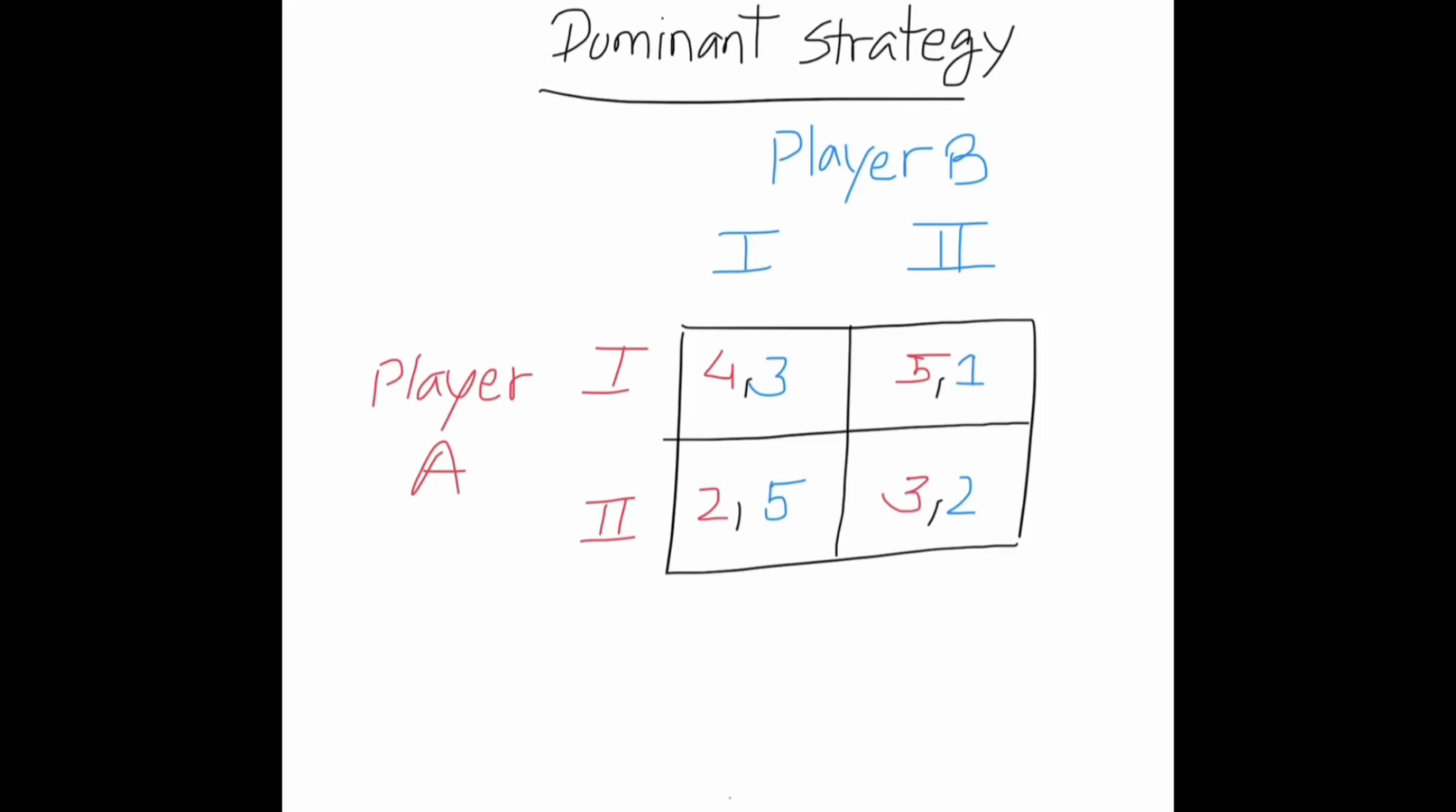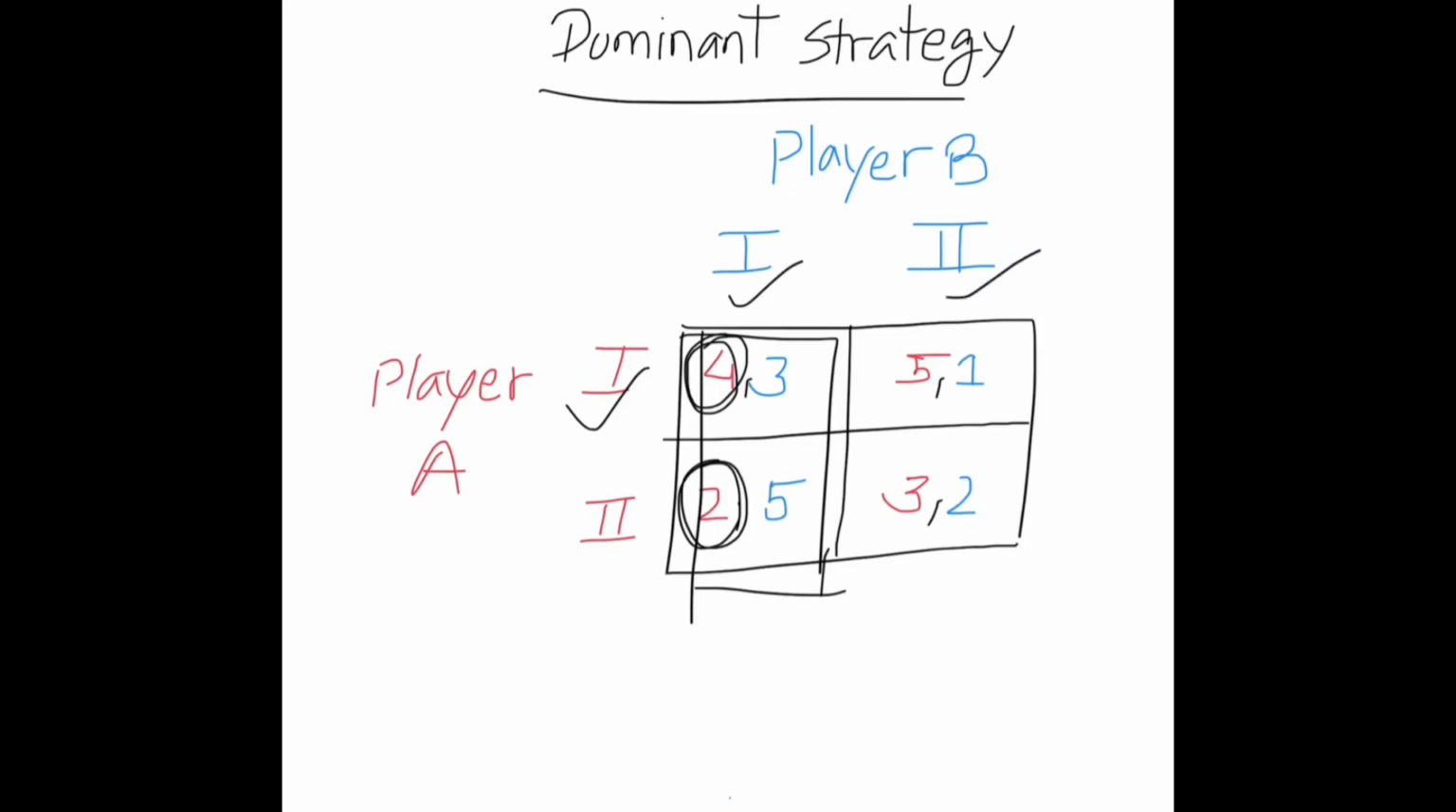Let us see the dominant strategy for player A, or in other words, let us see if player A sticks to any particular strategy regardless of the strategy played by player B. Let us assume that player B selects the first strategy. Then this column will be of our interest, and player A will get a payoff of 4 if he selects the first strategy, and a payoff of 2 if he selects the second strategy. Since 4 is greater than 2, player A will select the first strategy.